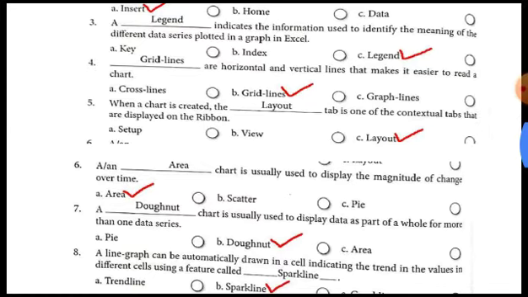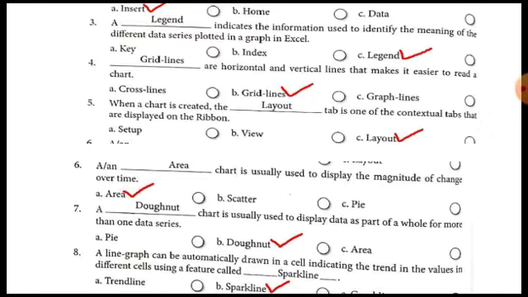Then the seventh one: a donut chart is usually used to display data as a part of a whole for more than one data series. All of us know that a donut chart is usually used to display data as part of a whole for more than one data series. Okay, in a donut chart we can combine one or more data series into a single chart.